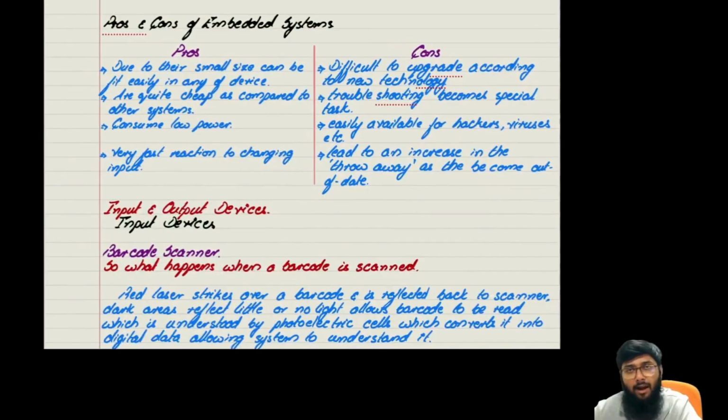Now, obviously, there are pros and cons to everything, so similarly there are pros and cons to an embedded system as well. What are the pros? Number one, due to their small size, they can fit easily into any system. But when it comes to debugging, due to their specialization, only a specialized person will be able to debug any sort of error within that.